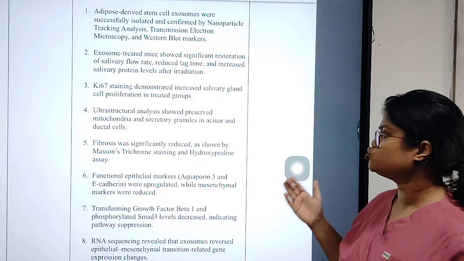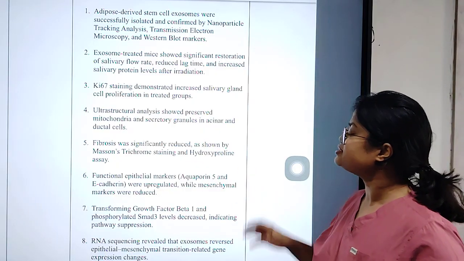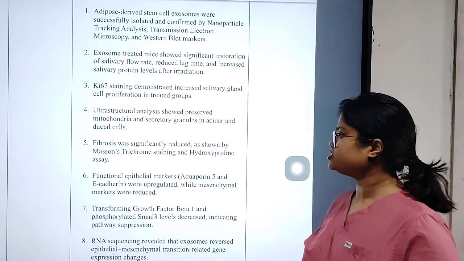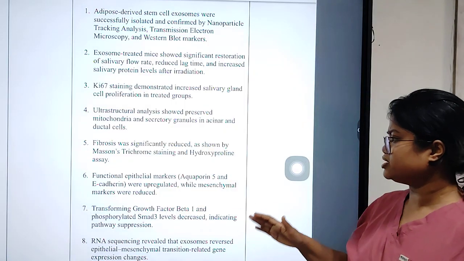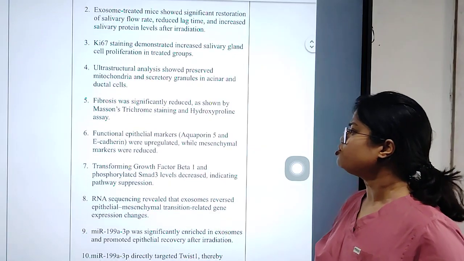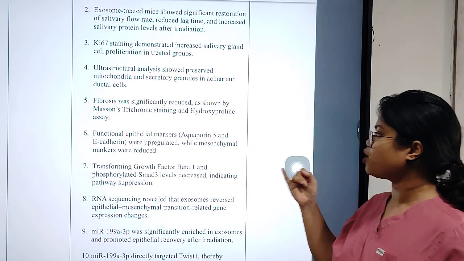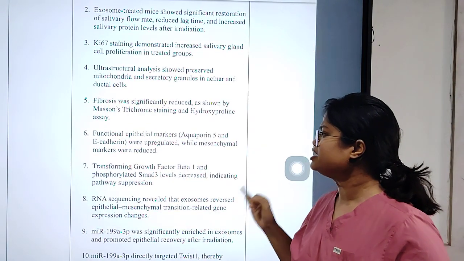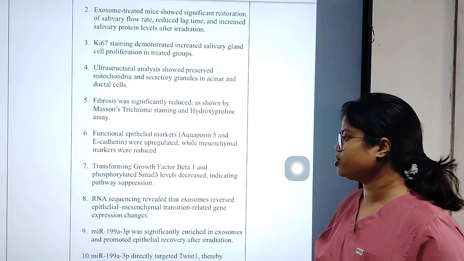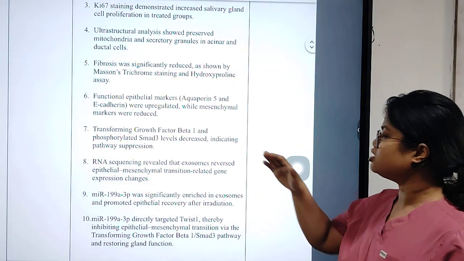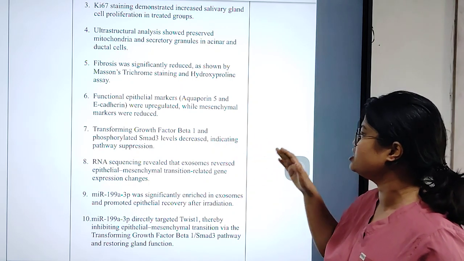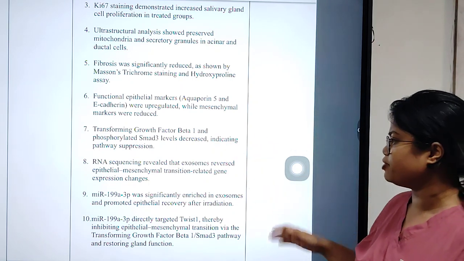Ultrastructural analysis showed preserved mitochondria and secretory granules in the acinar and the ductal cells. Fibrosis was significantly reduced, shown by Masson trichrome staining and hydroxyproline assay. Also, the functional epithelial markers, aquaporin 5 and E-cadherin, were upregulated while mesenchymal markers were reduced. The SMAD transforming growth factor beta pathway levels decreased, indicating pathway suppression.